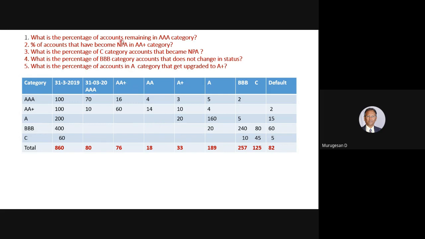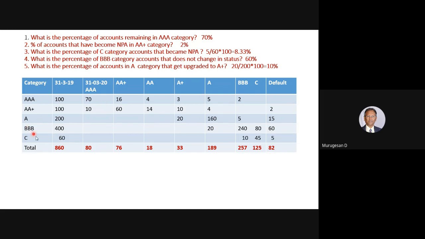Now the question is: what is the percentage of accounts remaining in AA category? Out of 100 accounts, remaining in AA category is 70, so 70%. Next: percentage of accounts that have become NPA in AA category. I have given 100 here to make it easy to understand, but they will give different numbers. 2 accounts have become NPA. Simple, 2%.